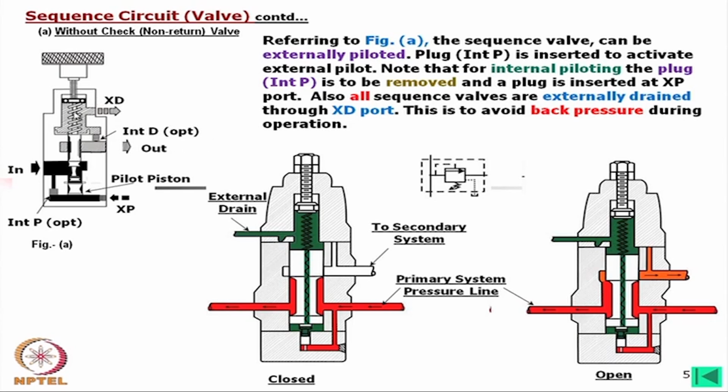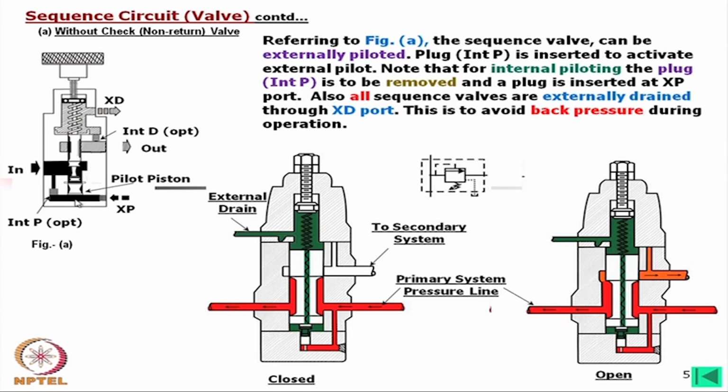Now, there is an external drain also. This oil will always go through the external drain passage. In some cases, this external drain is not preferred, and in that case we put the internal leakage path, then oil will go through this. Now, this is only in one direction. So, without a check valve, if we look into this, it will operate only in one direction.